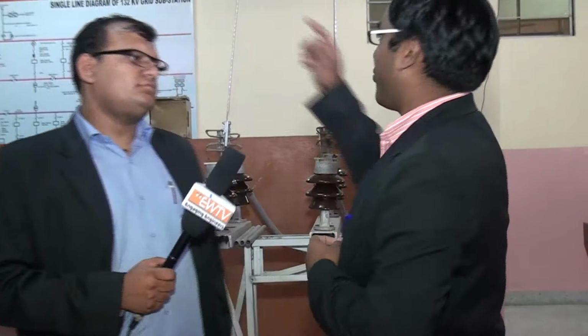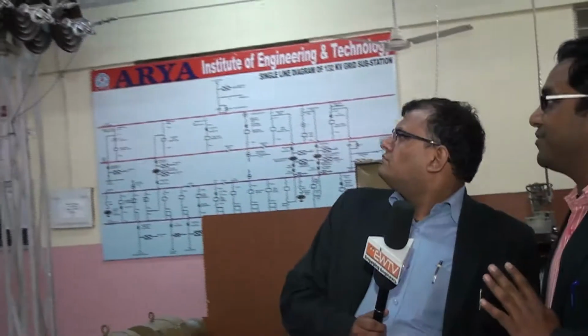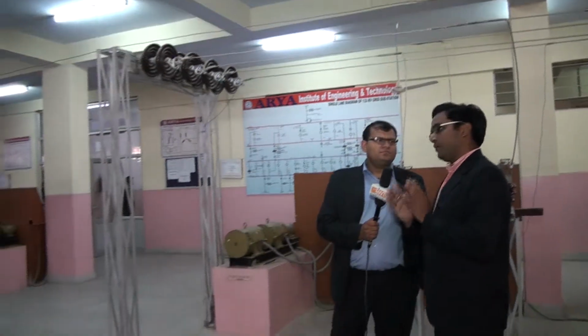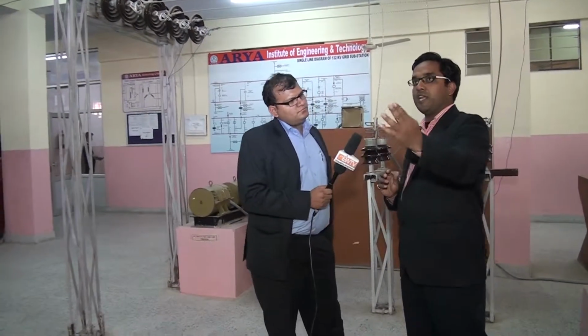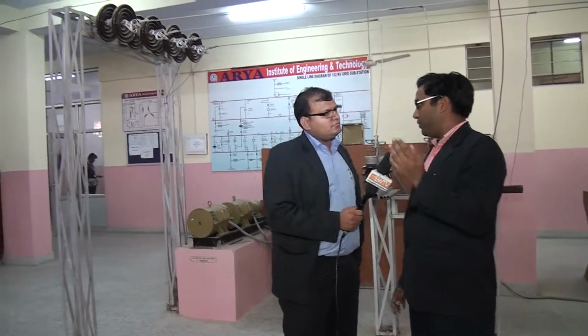Here we are showing that insulator just near your eyes. Then you see the difference in the voltage level. Here we are using 1.1 kV voltage at that transmission line. On this distribution line we are using 415 volt at that level.